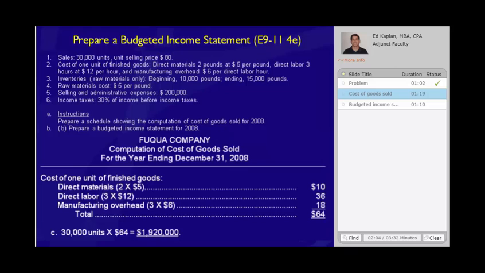of $64. And then, since we intend to sell 30,000 units with our budget, 30,000 units times the $64 gets us $1,920,000 of cost of goods sold.